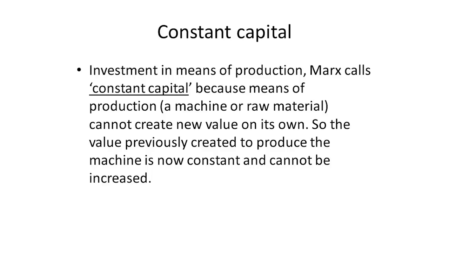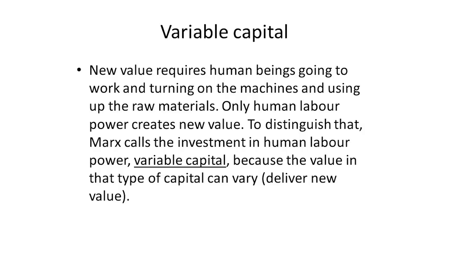On the other hand, variable capital, which is us under the capitalist system, requires human beings going to work, as we saw in the letter to Kugelmann by Marx, and turning on the machines and using up the raw materials. You can ask me about robots later. Only human labour power creates new value. To distinguish that, Marx calls the investment in human labour power variable capital, because the value in that type of capital can vary, because it delivers more value.